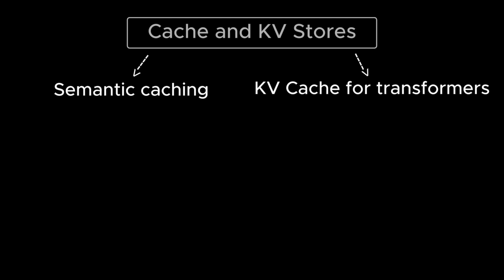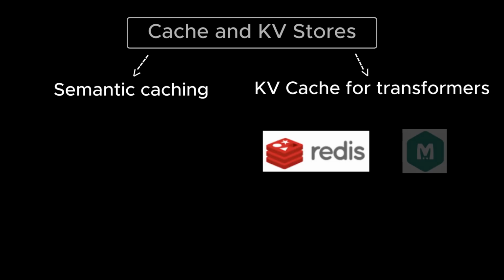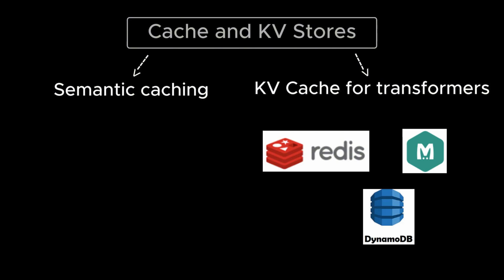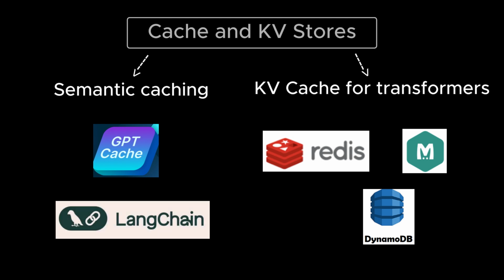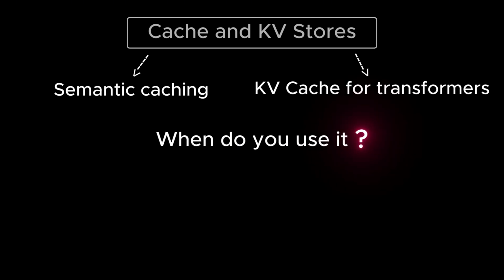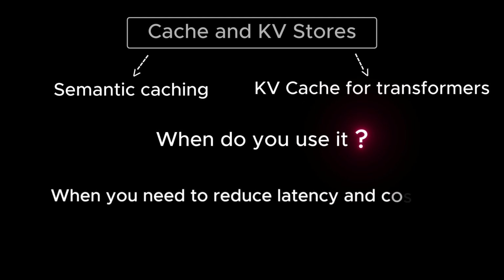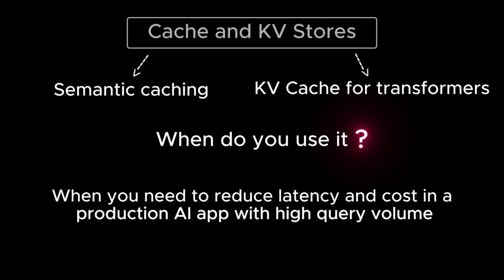Now, tools you'll see are Redis, Memcached, and DynamoDB for traditional KV caching. For AI-specific semantic caching, you have GPTCache and the LangChain cache layer. When do you use it? When you need to reduce latency and cost in a production AI app with high query volume.